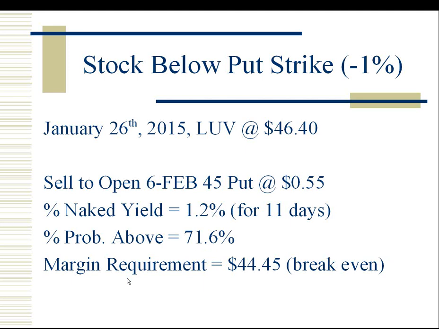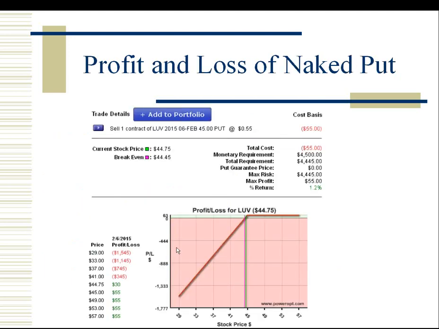And of course, if we were doing a cash secured put, margin requirement would be $44.45, which is also our break even on this position at expiration. So for 100 shares, we'd have to put up $4,445 for the cash secured put, and we'd receive $55 against that in premium. Well, really $4,500 and then the $55 against. That puts us at our margin requirement. Here is our basic profit and loss chart for the LUV naked put position if entered on January 26th.